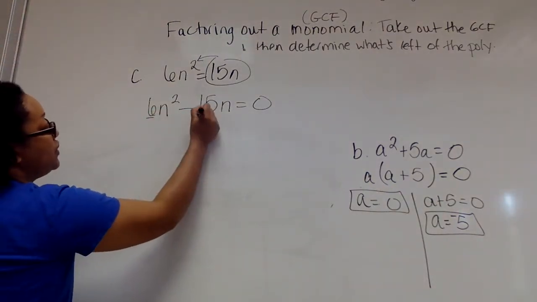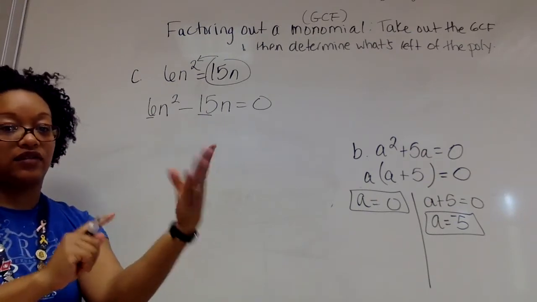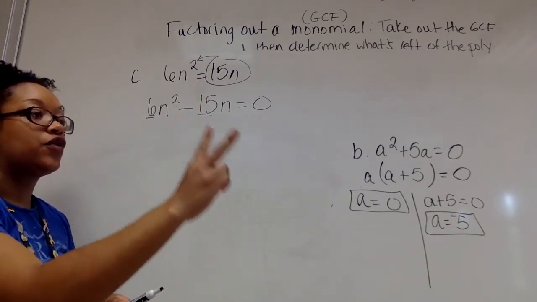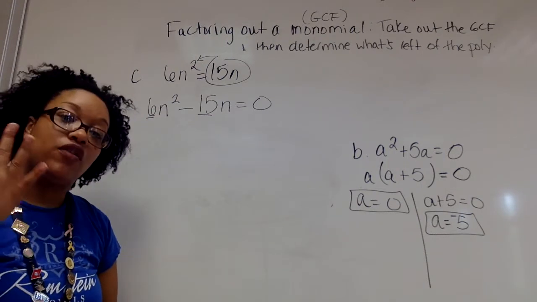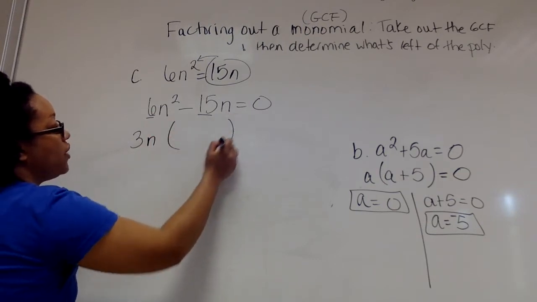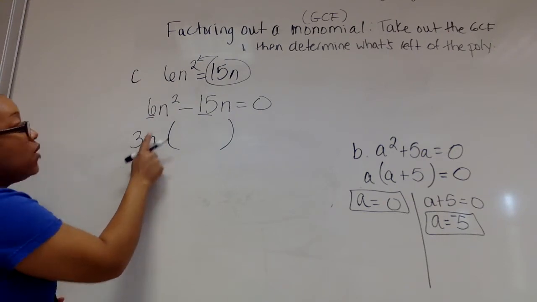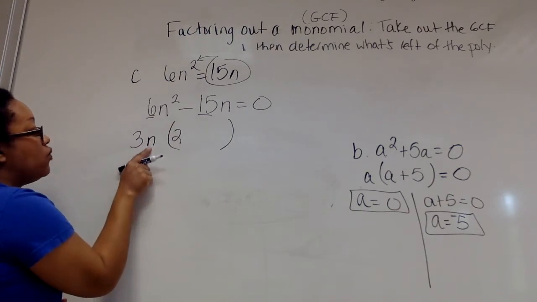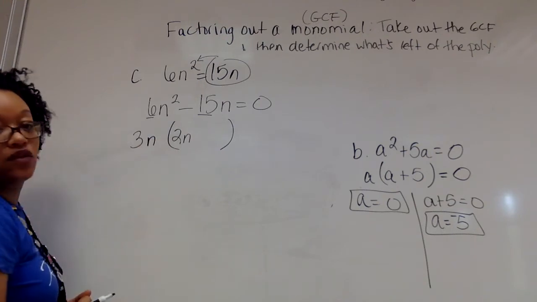What is the GCF between 6 and 15? Well, 6, I have 1, 2, 3, 6. That's the factors of 6. 15, I have 1, 3, 5, 15. Well, what's the largest number that they share? 3. Lowest exponent is n. Tell me what you have left over. If I start off with 3n and I want to get 6n squared, I have to multiply the 3 times 2, and I have 1n here. 1n's got to be in here. N times n would give me that n squared.